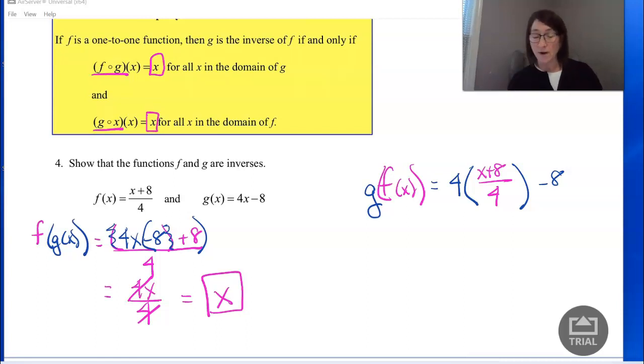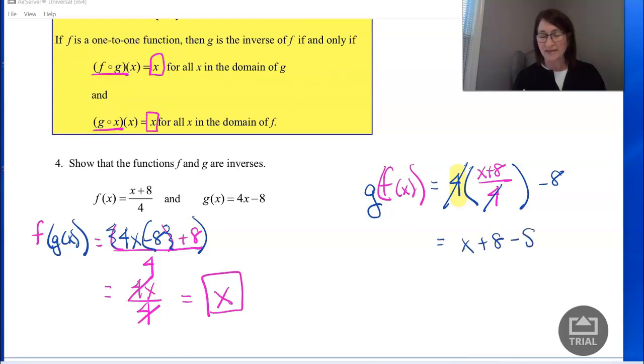Well, this 4 on the outside of my parentheses, when I multiply it times that rational expression, or the fraction in the parentheses, the 4's reduce. And so I'm left with x plus 8 minus 8. Well, plus 8 minus 8 is 0, and so that just leaves me with x. So both compositions equal x, and that proves that those are inverse functions.